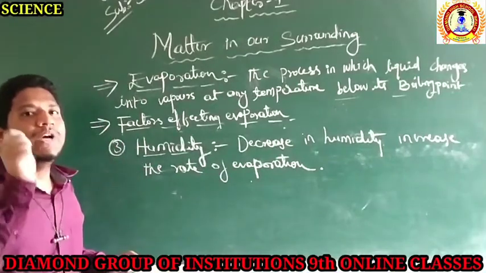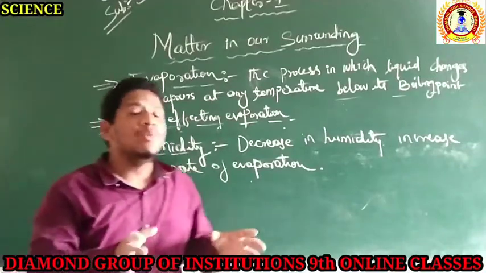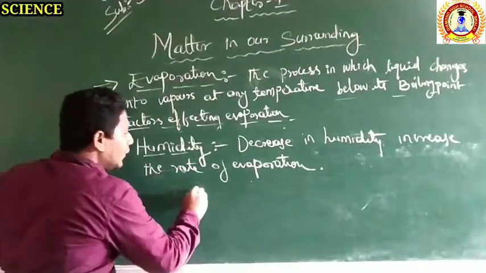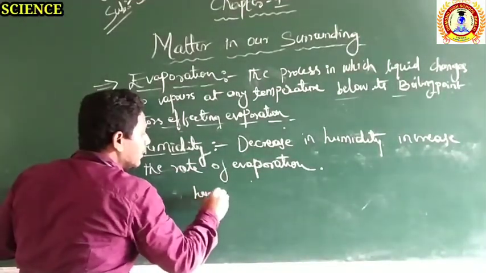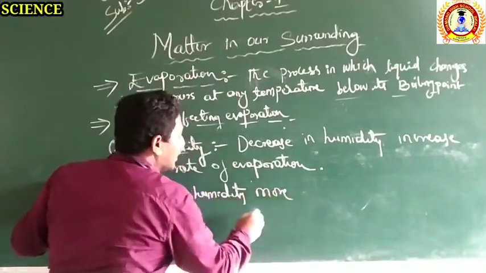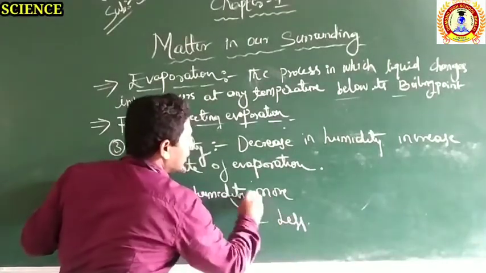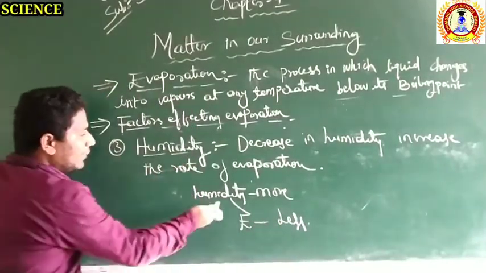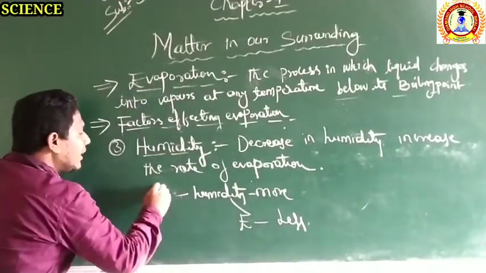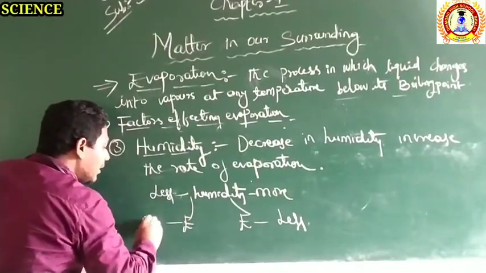So how does the humidity influence or affect the rate of evaporation? If the humidity is more, then the evaporation will be less. Understand? If the humidity is more, then the evaporation will be less. If the humidity is less, then the evaporation will be more.